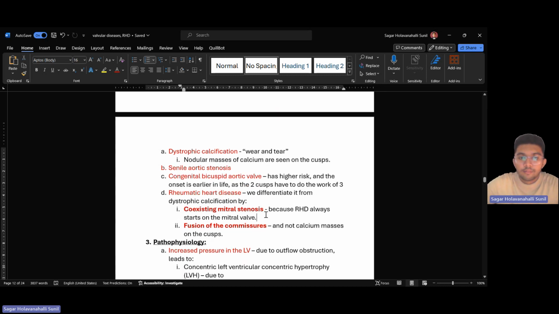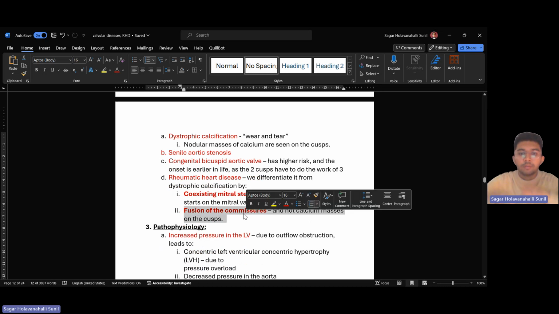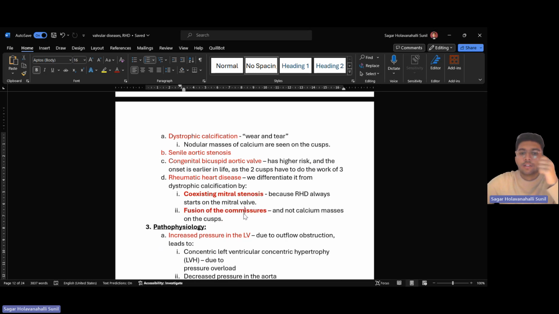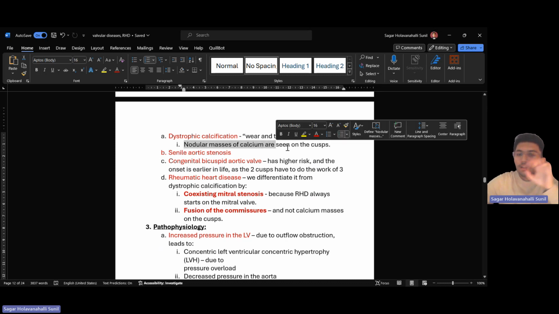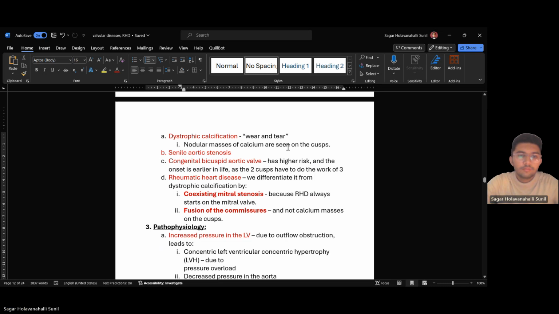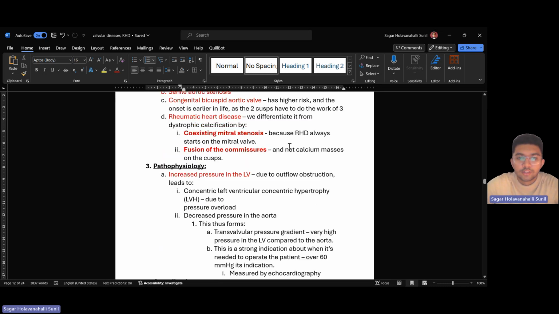However, the other thing is when there's a fusion of the commissures. Again, there can be mitral stenosis, but here this fusion may not be caused by calcium masses on the cusps. They can just be a result of inflammatory reaction. So when there's a fusion of the commissures without calcium masses, it will again indicate rheumatic heart disease. In dystrophic calcification, you usually see nodular masses of calcium located haphazardly, and that's how you differentiate it.